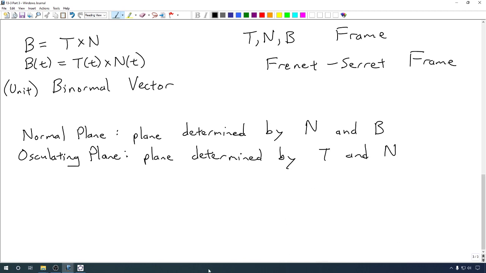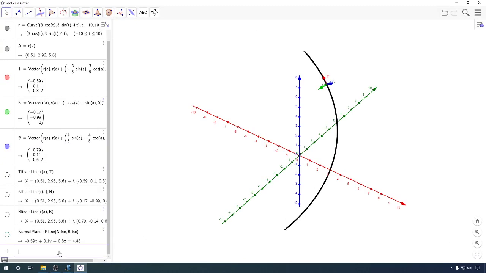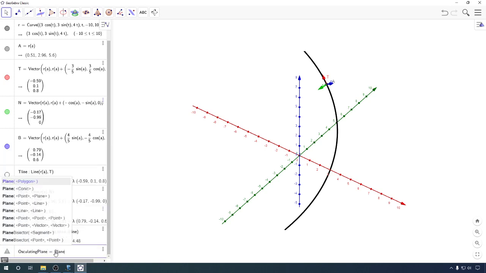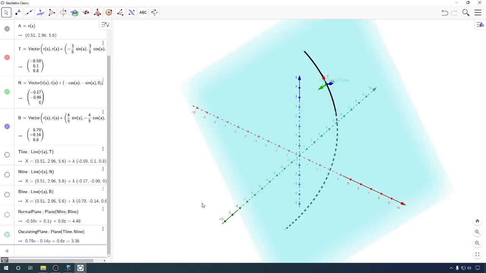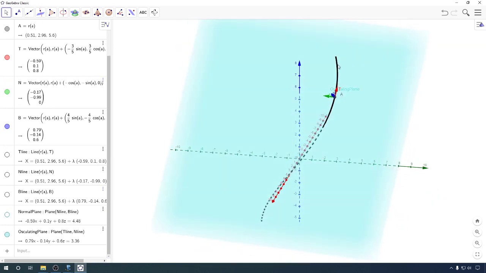So let's go ahead and put that one in here. Okay, it actually has a command using the term osculating. There's an osculating circle that we're going to talk about in a moment, but I want to actually explain what that is before we look at it. So the osculating plane is going to be the plane that contains the T line and the N line. Now let's move the label here.